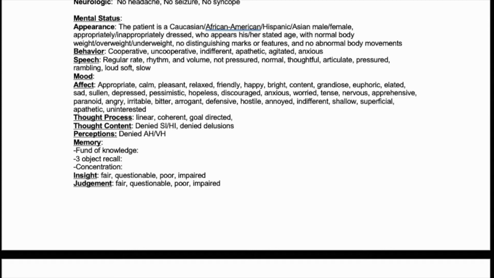Now, other things that could be prominent, you might want to comment on the person's appearance. Are they well dressed? Is their hair done? Are their nails done? You might want to document, are they Caucasian, African-American, Hispanic, Asian, male, female, or gender neutral, non-binary, whatever the case is. You may want to document those things. Are they appropriately dressed? That's what we talked about at the beginning. And do they appear their stated age? Often patients with severe psychiatric disorders like schizophrenia look a lot older than they actually are.